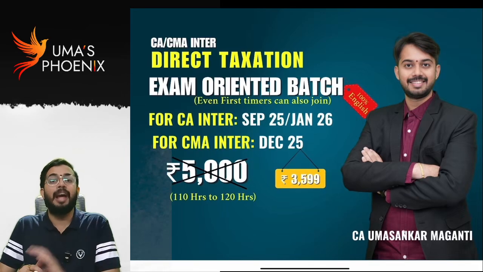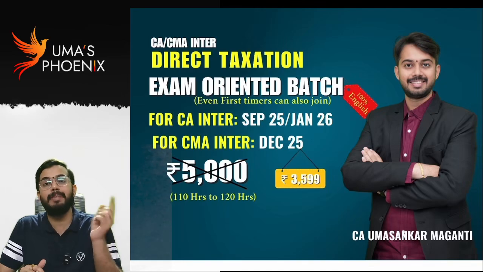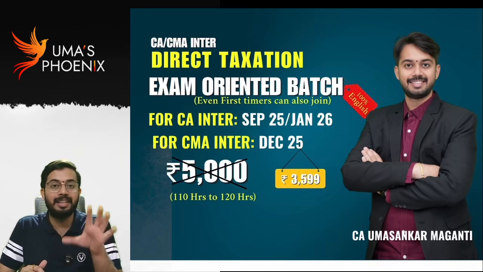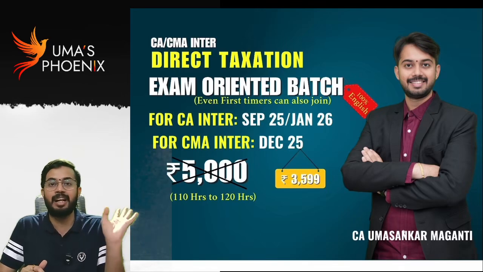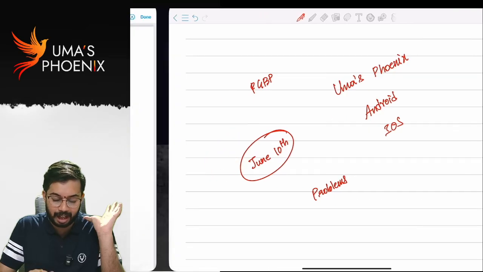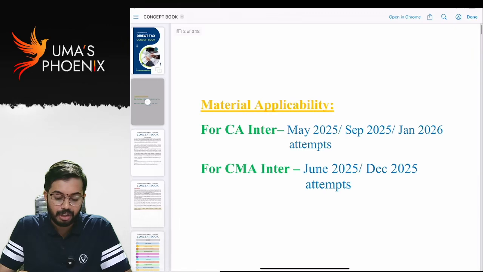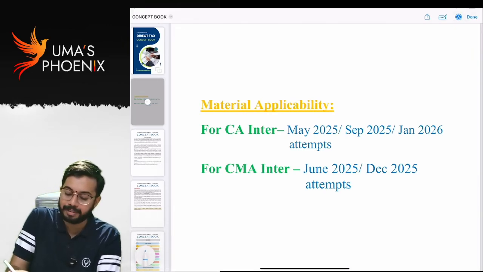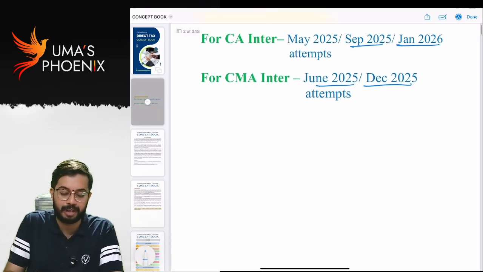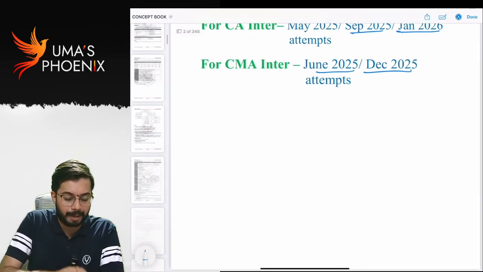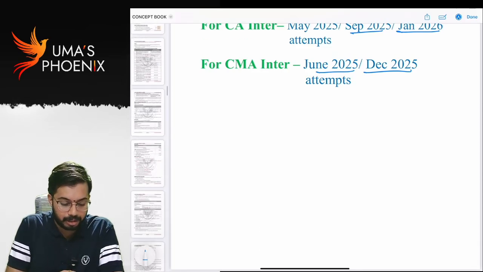So you can enroll into this course after downloading my app. You can see the exam oriented course. Once you make the payment and give your address details in that application by way of message, I am going to send you the material to your registered address free of cost. You can see around 348 pages concept book is there. It is applicable for May 25, September 25 and January 26. For CMA Inter, it is applicable for June 25 and December 25 attempts as well. So total 348 pages are there, discussed very clearly. Even problems are also being discussed.